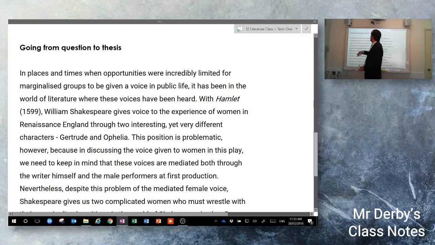through it. In places and times when opportunities were incredibly limited for marginalised groups to be given a voice in public life, it has been in the world of literature where these voices have been heard. With Hamlet, 1599, William Shakespeare gives voice to the experience of women in Renaissance England through two interesting yet very different characters, Gertrude and Ophelia. This position is problematic, however, because in discussing the voice given to women in this play, we need to keep in mind that these voices are mediated both through the writer himself and the male performers at first production.